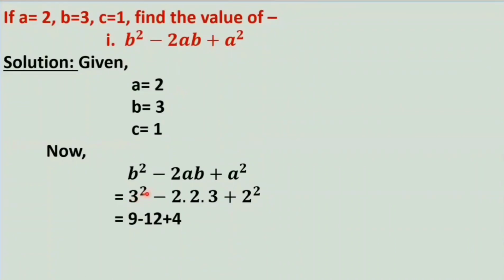See, 3 square means 3 is multiplied with 3. So 3 3s are 9. Minus sign. Then if you do multiplication of 3, 2 and 2, the result is 12. Then 2 square, that means 2 is multiplied with 2, that is 2 into 2, it's 4. In the next line, see, if you do add 9 and 4, the result is 13. And from 13, if you do subtract 12, you will get result 1 and that is our required answer.